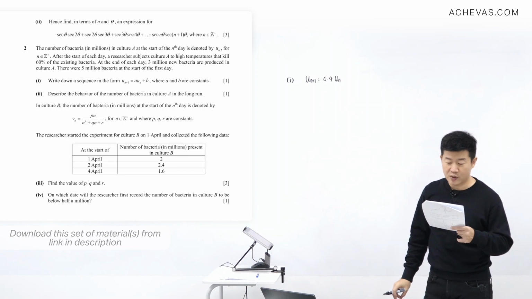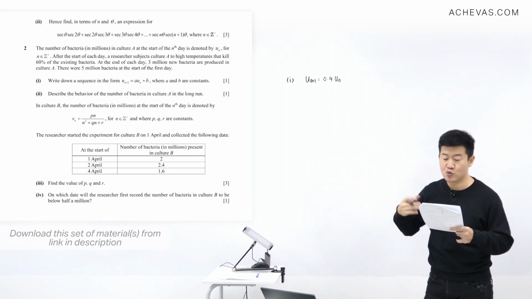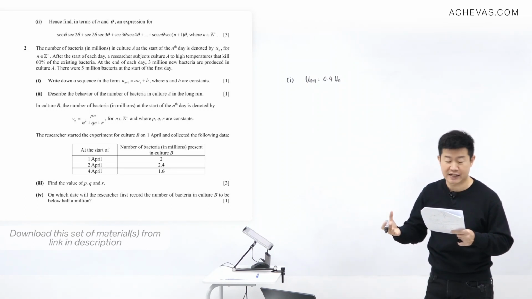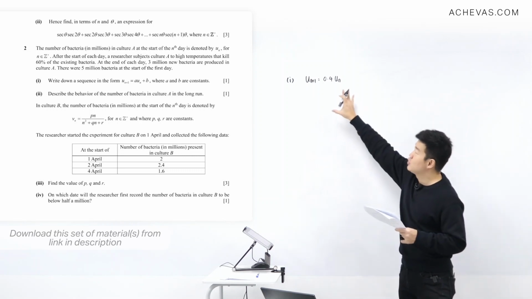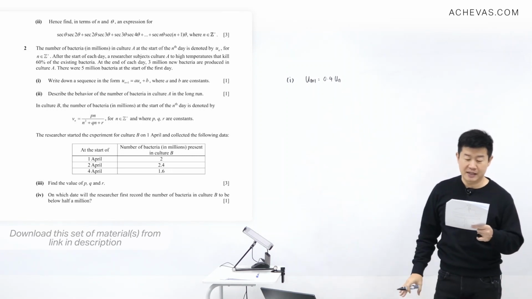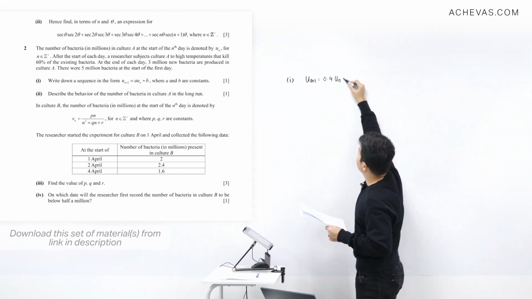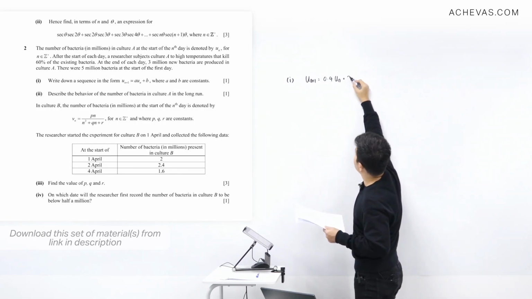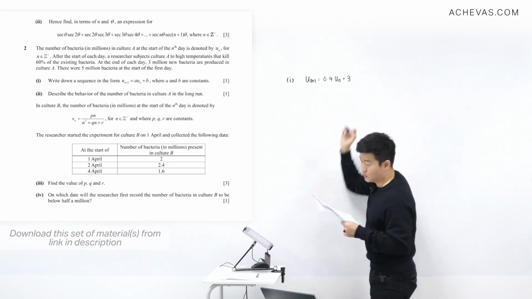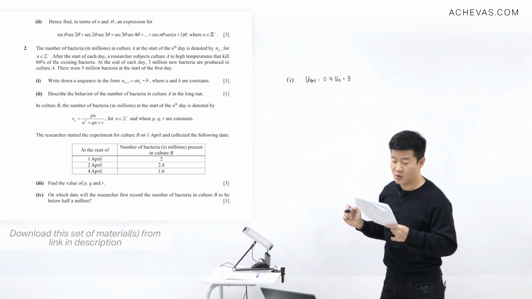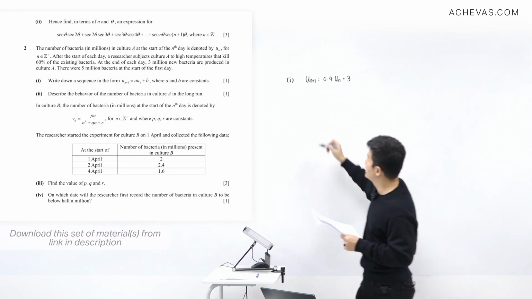And according to what the question says, 3 million new bacteria are going to be produced in culture A. And because Un+1 is in millions, here I'm going to add in a 3 million, which is actually going to be written as 3. So this will be my answer for part 1. This is just a 1-mark question.